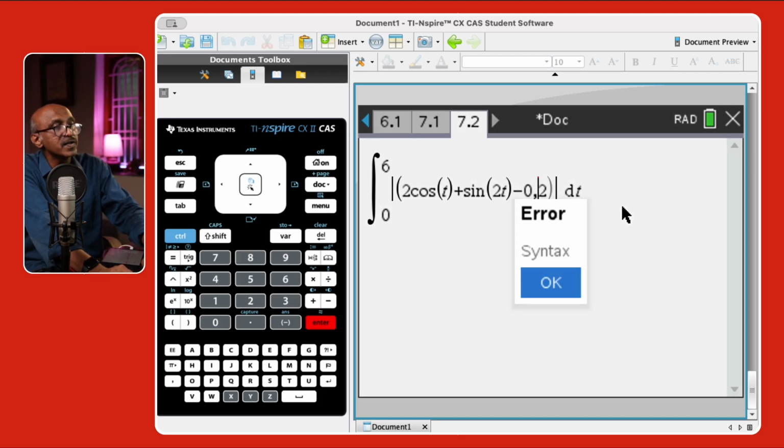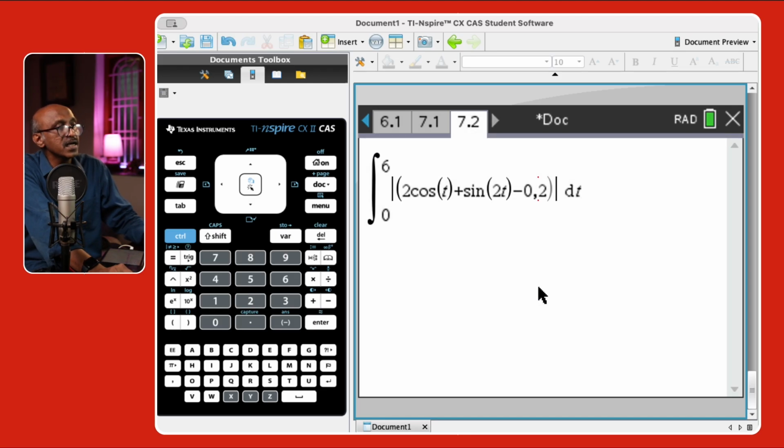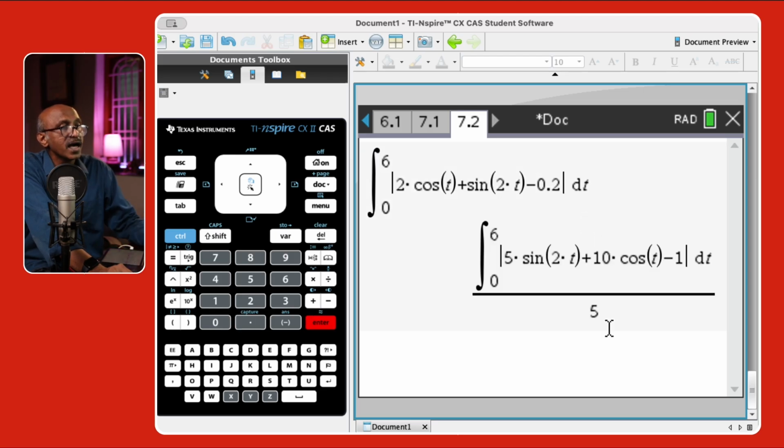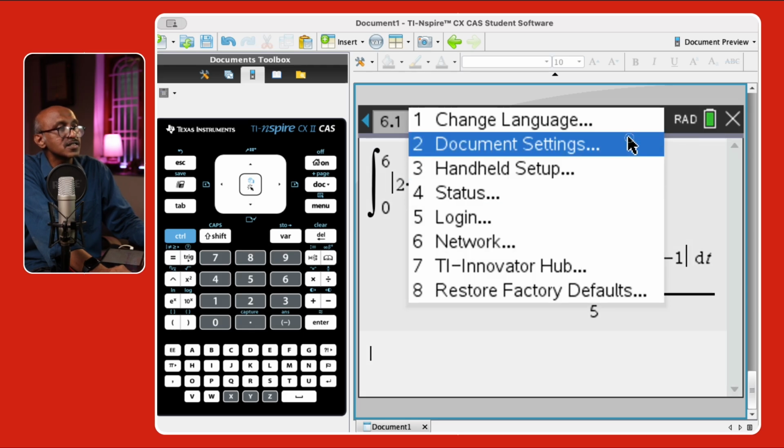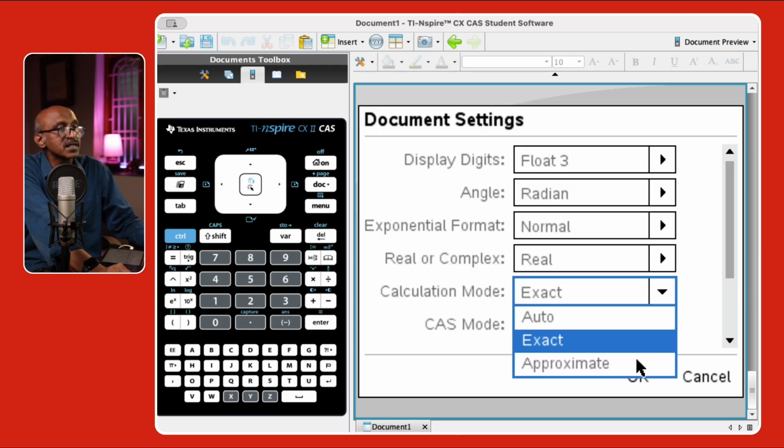When you hit enter, what are we going to get? Syntax error. Why? Because I put a comma. Can you see that? Why am I making mistakes? There you go. And it gave me an expression this time, and you might be laughing, what on earth is he doing? So actually, I need to change this to approximate.